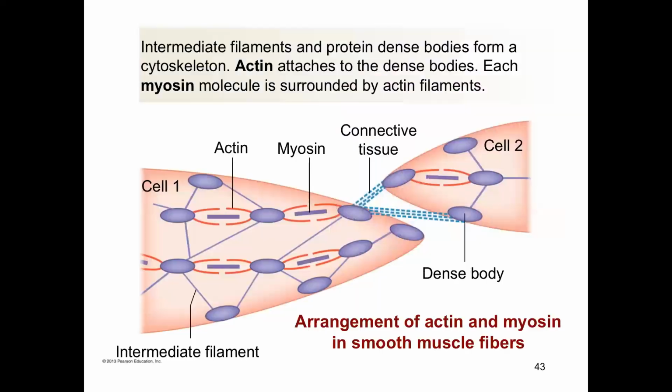Now, when it comes down to the structure, we don't have sarcomeres, but we still have actin and myosin interacting with each other, okay? So actin is going to be held not by the Z-bands, but by these little dense bodies. And in between, we're going to have our myosin. And the myosin head groups are still going to walk along the actin. We're also going to have connective tissue connecting different smooth muscle cells so that this can contract as a unit, all right?